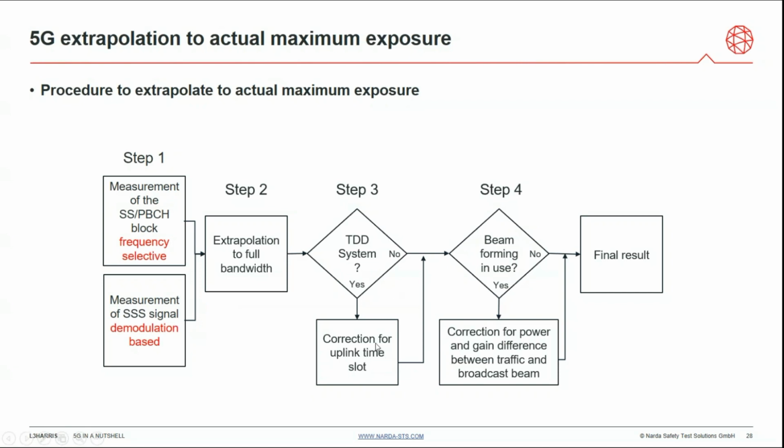You can verify that, as I already explained to you, in the scope mode of the SRM, where you see the uplink and downlink separated in time, and you see the difference. Then the point is whether beamforming is in use, yes or no. If there is no beamforming, you already have the final result, and that is quite a straightforward measurement, which is possible today. If there is beamforming, then there needs to be some correction of power and gain for the difference between the traffic and broadcast beam.